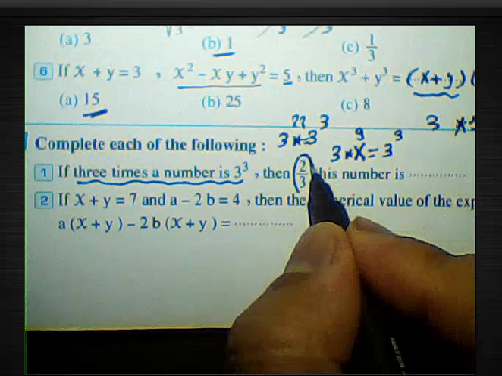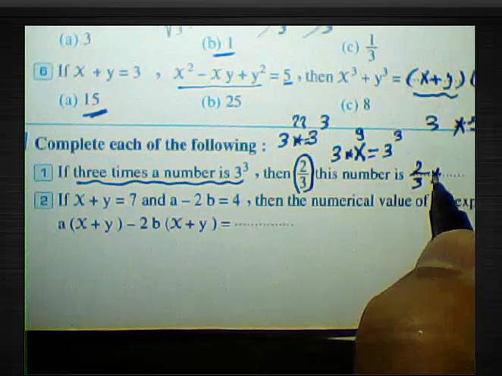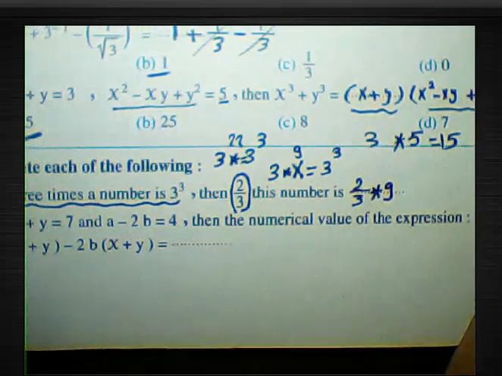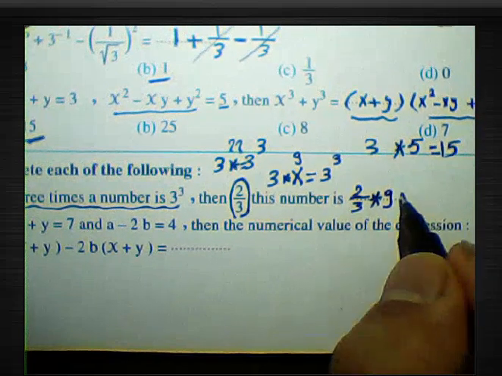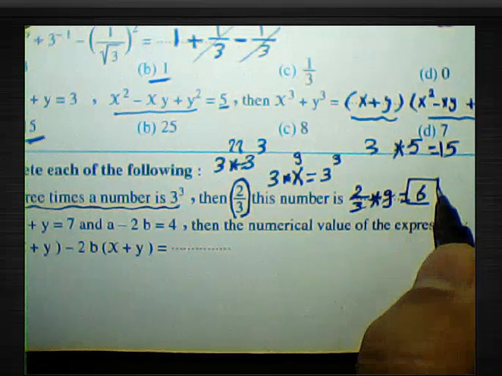You want to find 2 over 3 of this number. 2 over 3 multiplication by this number, which was 9. 2 over 3 multiplication by 9. 9 divided by 3 equals 3. 3 times 2 equals 6. Then the result will be 6.